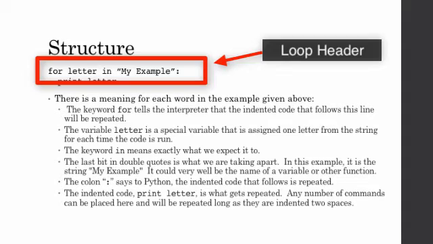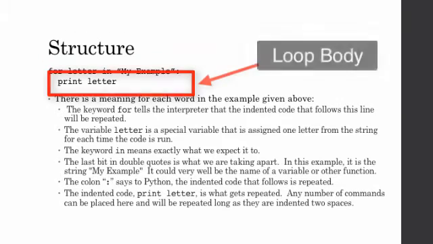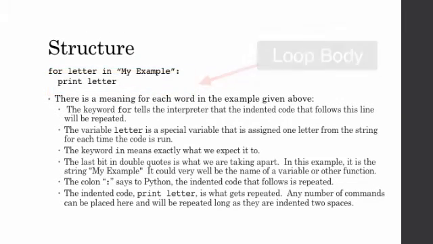Looking at this example, we can read it as we are going to take one letter at a time from the string, my example, and assign it to the variable letter. The body is anything that is after this line of code and is indented a minimum of 2 spaces. What we're doing in this example is printing each letter.